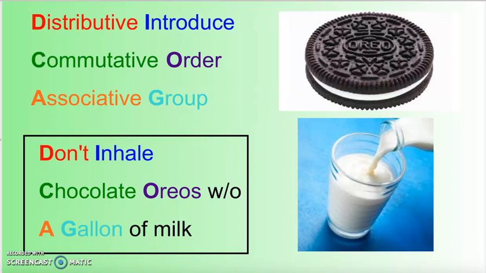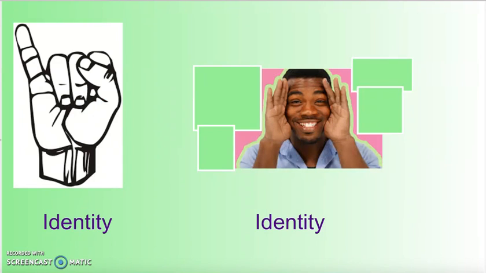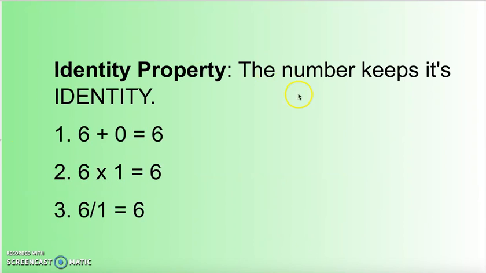I do want to go over one other property that's not a target, however, it is a very important property because we use it often, and it's called the identity property. Identity property is basically where a number keeps its identity. So there's a symbol for I, and then this guy is showing his face because he is keeping his identity. And so when we work with the property, that's what a number does. It keeps its identity. So if we work with zeros or ones, numbers keep their identity.